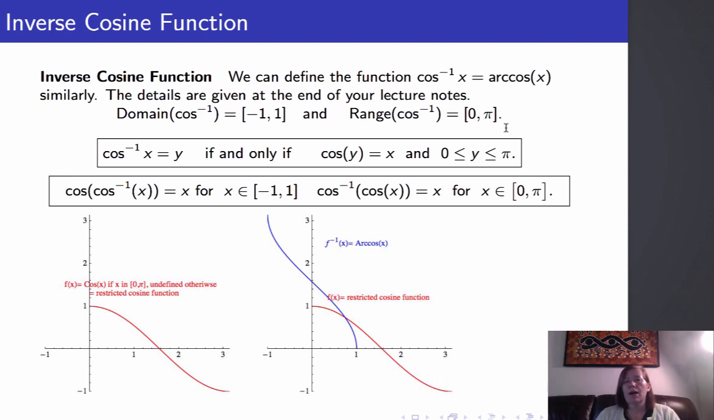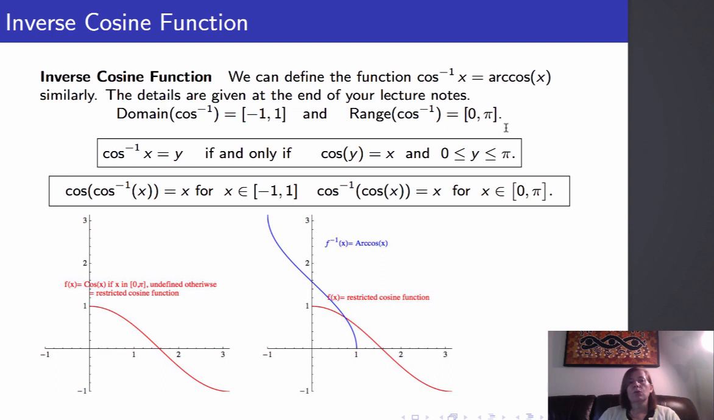We also have our equations. The statement f inverse of x equals y is the same as f of y equals x, but again we have to be careful that f is a restricted function with a restricted domain. These translate to: cosine inverse of x is y is the same as saying cosine of y equals x, and y is an angle between 0 and pi.